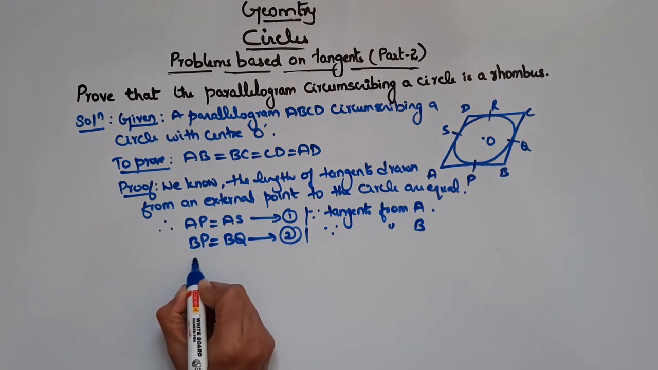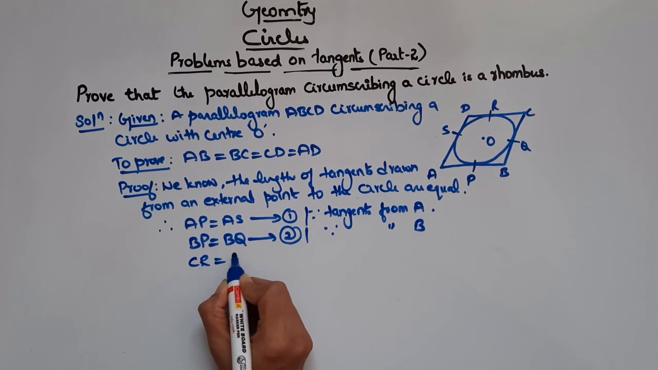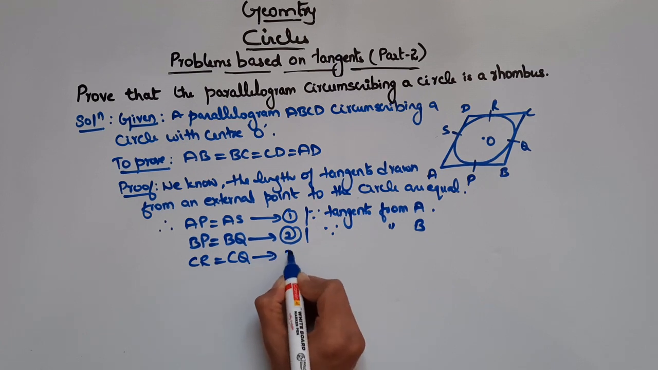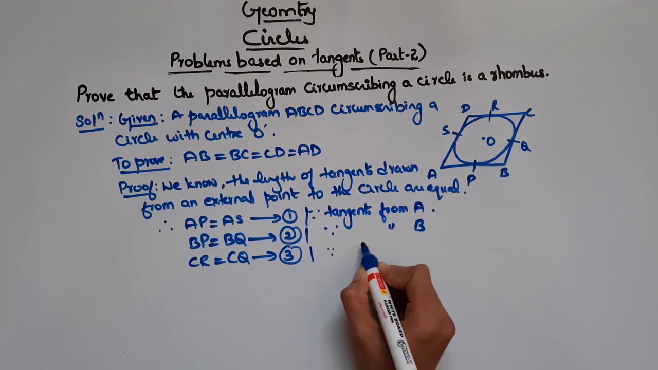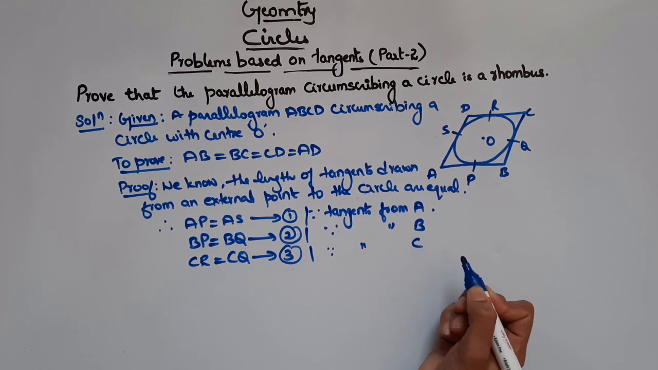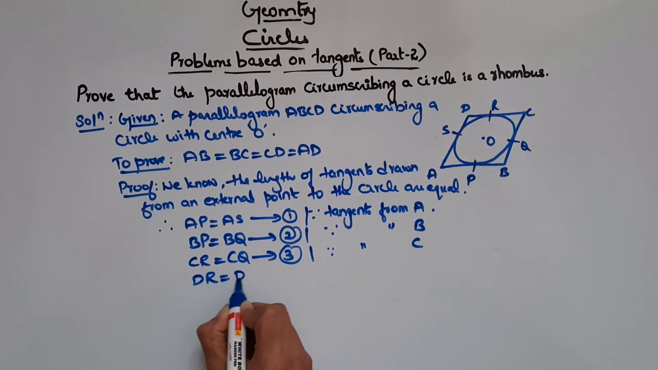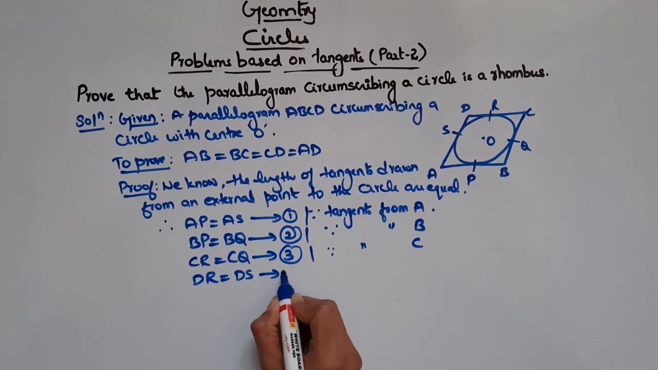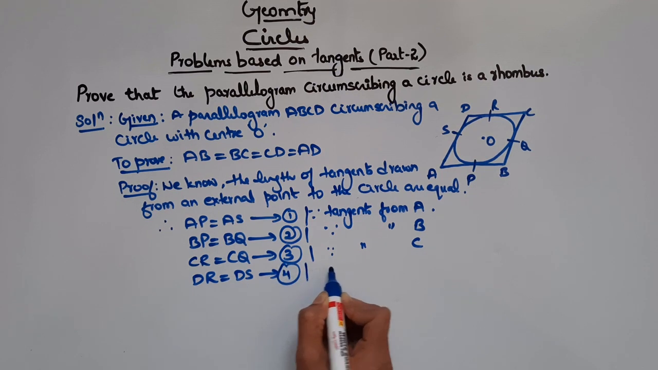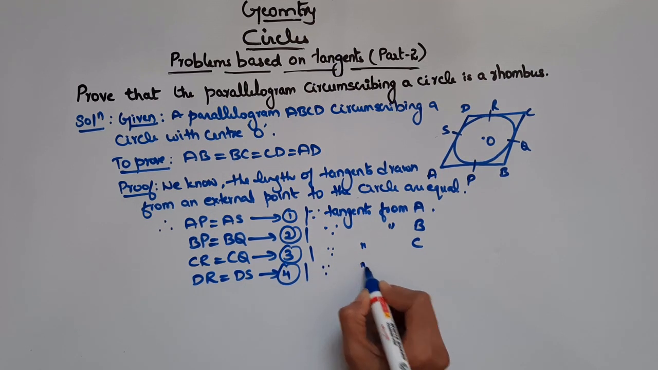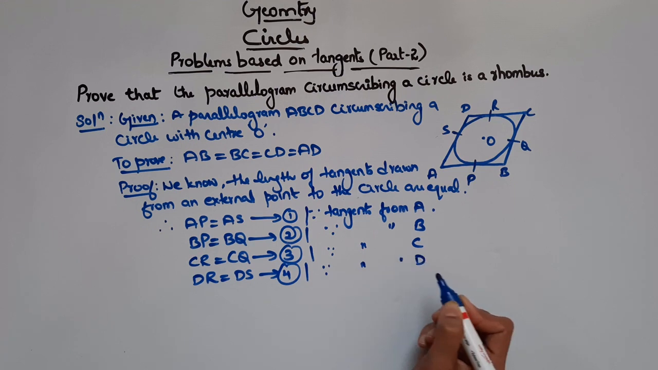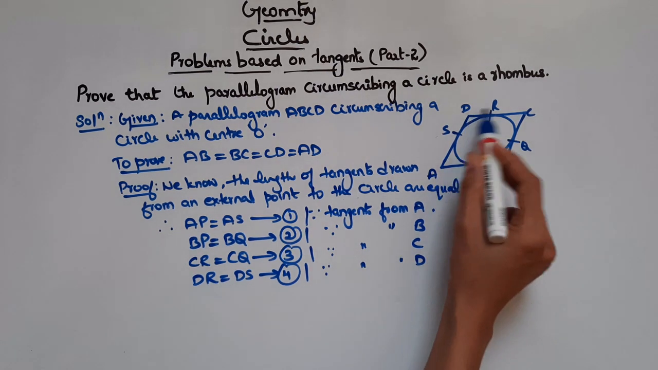Similarly we have CR is equal to CQ. This we will take as equation 3. Here tangents from point C. And also we have DR is equal to DS. Let's take this as equation 4, since tangents from point D. So now let's see what is AB plus CD.